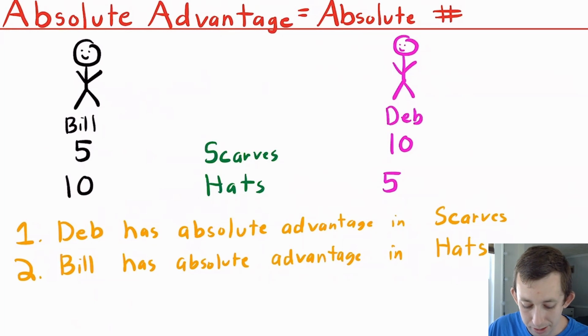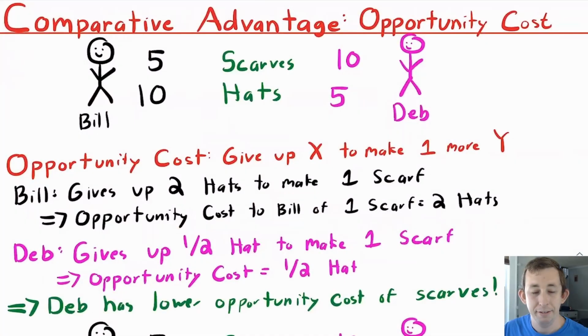We wouldn't say that Bill has an absolute advantage or Deb has an absolute advantage overall, even if Bill could make both more scarves and more hats than Deb. When we talk about absolute or comparative advantage, we're talking about a specific good that each person or each country is producing. For comparative advantage, you should be thinking about opportunity cost and who can comparatively make more than the other person.